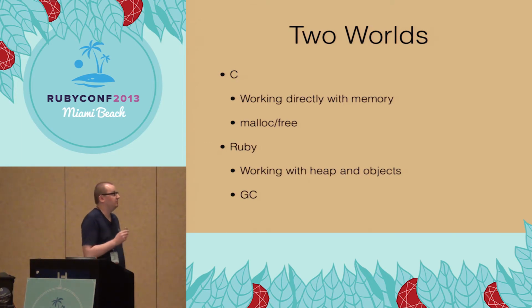OK, so what's important to understand when you are trying to extend Ruby in C is that there are really two worlds that you have to be aware of. There is the C world, where you work directly with memory. There is no garbage collection, and you allocate and free memory manually using malloc and free. And there is the other world, the Ruby realm, where you work with heap and objects, and everything is done for you using garbage collection. And every time you switch from one world to the other, you have to take precautions and convert the types correctly.